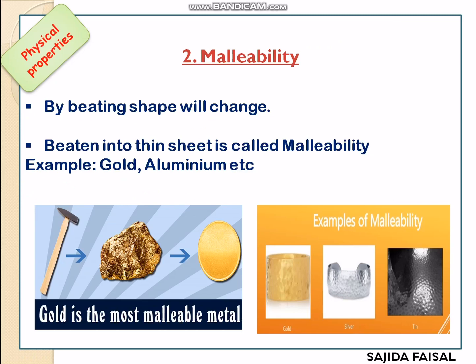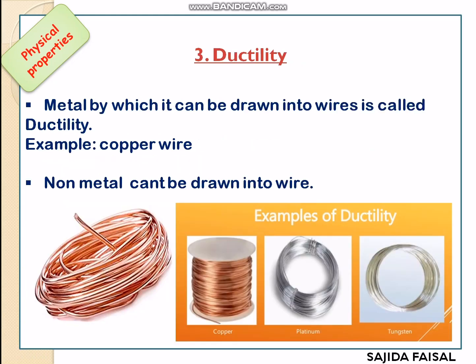The second physical property of metals is malleability. By beating, we can change the shape of metals. That means we can make them into a thin sheet, which is called malleability. For example, gold can be changed into a thin sheet, and also silver and tin. That is the second property of metals, but it is very difficult in the case of non-metals.